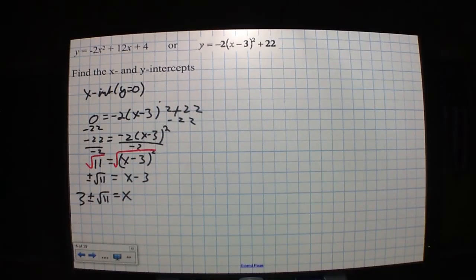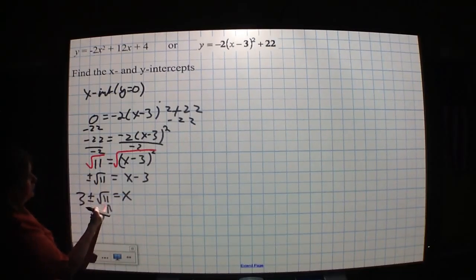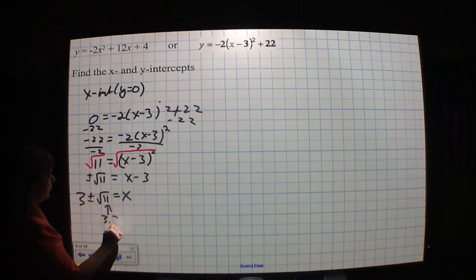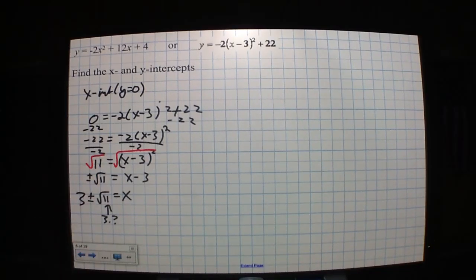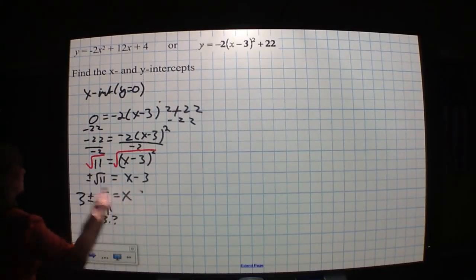If you had to graph this and you didn't have a calculator, what I would do is say, okay, the square root of 9 is 3, the square root of 16 is 4, so this number is somewhere between 3 and 4, 3 point something. And so it would be 6 point something, and if you subtracted it, it would be negative point something. So you could estimate what they would be if you had to graph them. So these are my x-intercepts.